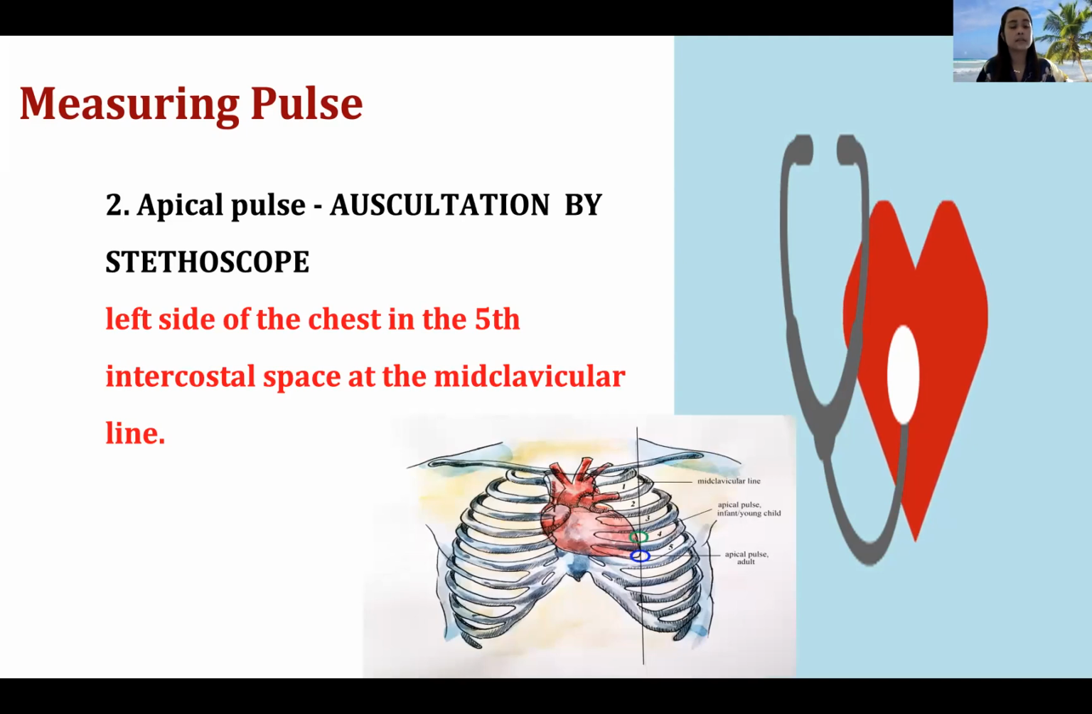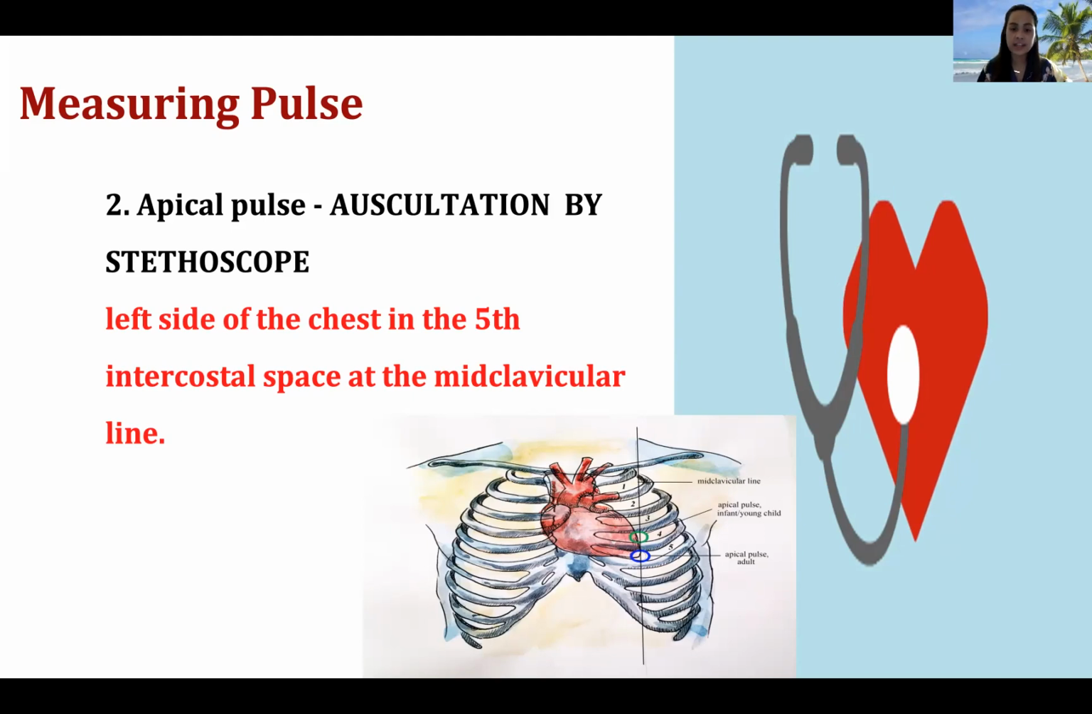Next technique in measuring pulse is your apical pulse. Your apical pulse can be appreciated by auscultation using a stethoscope. You need your stethoscope to appreciate your apical pulse. Where is your apical pulse located?